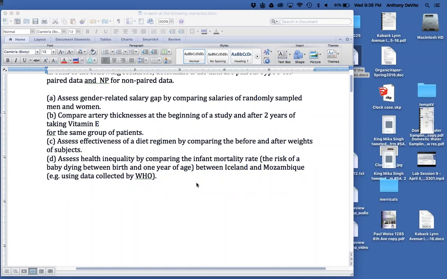Okay, so let's see. Last one was assess health inequality by comparing the infant mortality rate, the risk of a baby dying between birth and 1 year of age, between Iceland and Mozambique using data collected by the World Health Organization. Okay, so we have the risk of dying for infants between birth and 1 year in Iceland and the risk of dying for birth to 1 year in Mozambique. Do you think that's a paired sample or a non-paired sample?